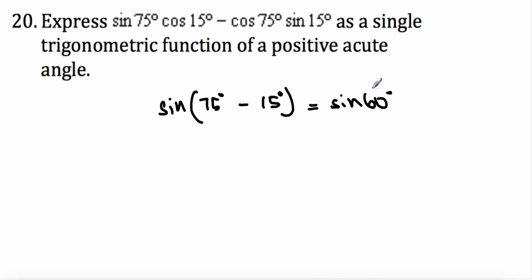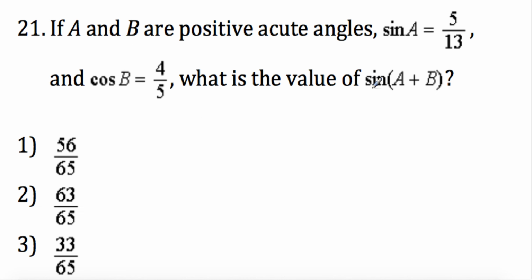So that's basically what we have done. Number 21. A and B are positive acute angles. So sine of A is this one, cosine of B. So then how can I calculate this one? Positive acute angle, that means they're in quadrant 1. Then everything is positive here.